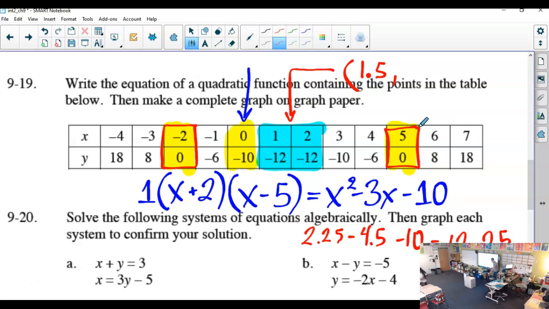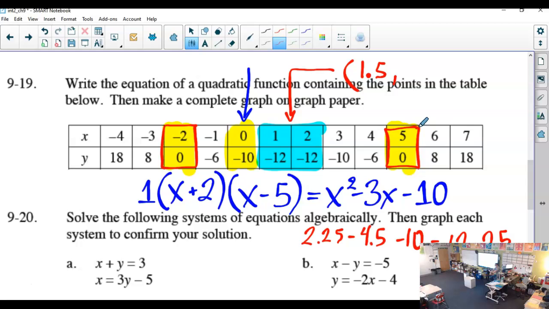If you're asked to make a table or something, sure, 3 does it, but 5 is better. So we normally go vertex is the middle point, the zeros, and you can either do points in between the vertex and the zeros or outside your zeros, but we normally try to list at least 5 points. That makes total sense that you want to list 5 points.